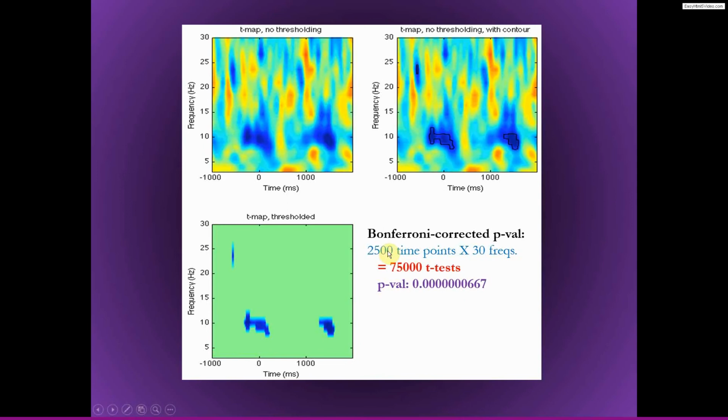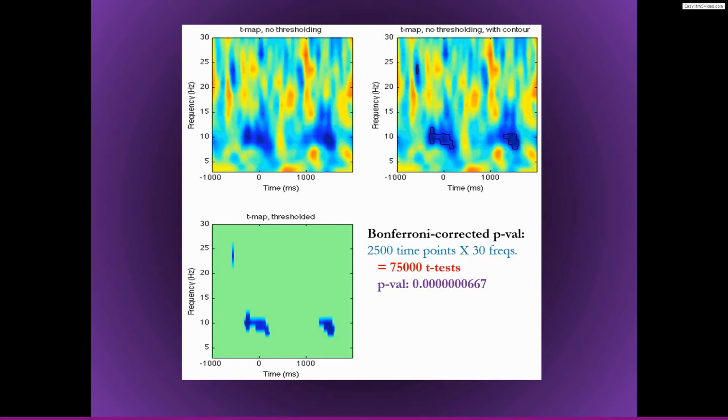Here, imagine we have in this plot 2,500 time points and 30 frequencies. That gives us 75,000 tests. So our Bonferroni corrected p-value corresponding to 0.05 would be this number, which is very, very small.